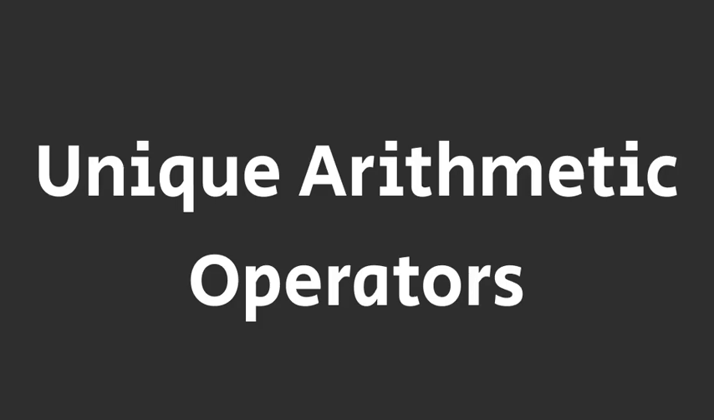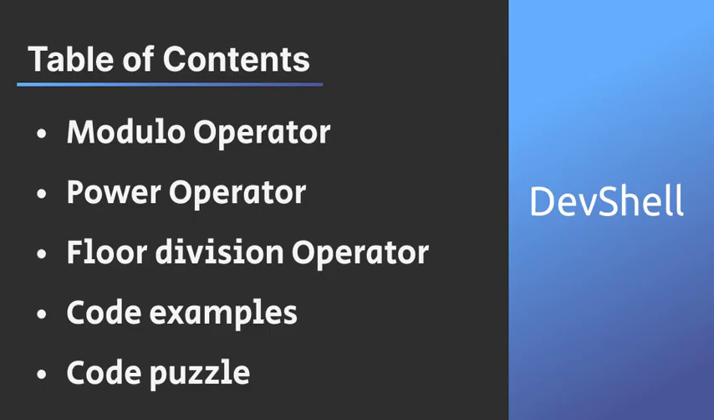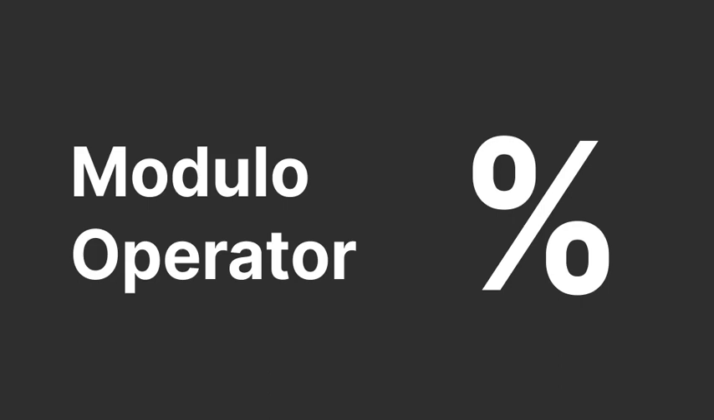In this video we're going to talk about unique arithmetic operators. We're going to cover the modulo operator, the power or exponential operator, and the floor division operator, and these three are the unique operators in Python. Then I'm going to show you some code examples, and at the end a code puzzle that you can do at home. So let's start with the modulo operator.